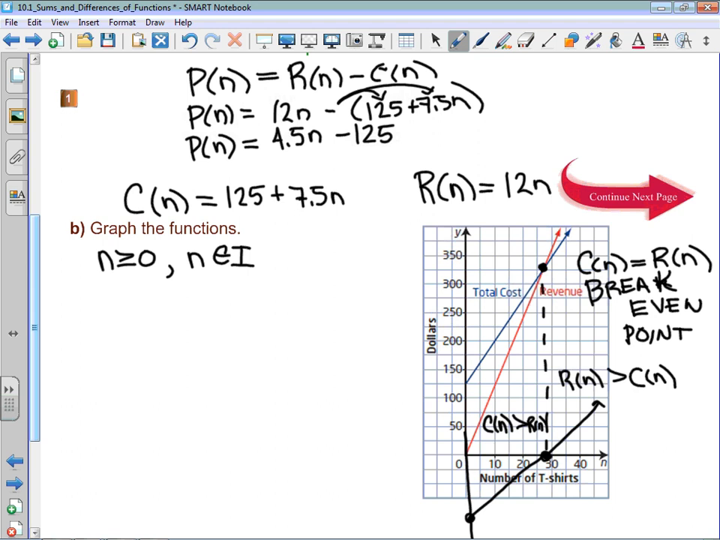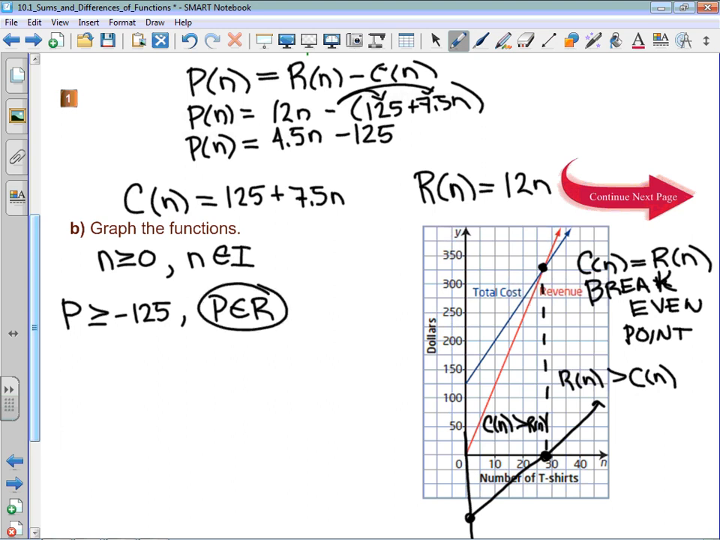Now, for C of N and R of N, there's no upper limits, well, for P of N as well. But what we need to do is identify where they start. So if we look at P, let's do P first. P is going to be greater than or equal to negative 125. And we can get away with saying that P is an element of the real, although that's technically not true. P is going to be an element of the multiples of 4.5, because as n goes up, P is going to go up by 4.5. Perfectly acceptable to use that, though, in this context.